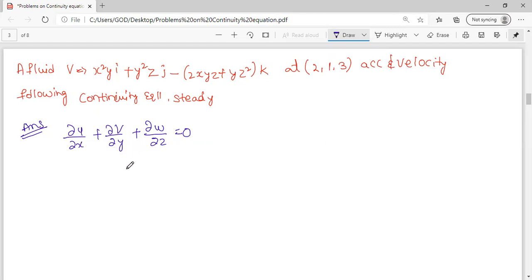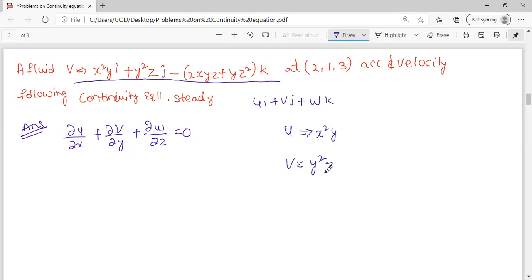So if you observe, this was the equation given in the problem. If you compare it with ui plus vj plus wk, then you will get the u term as x square y, the v term as y square z, and the w term as minus 2xyz plus yz square. So we have to differentiate these u, v, w with reference to x, y and z and substitute in the base equation. If the base equation is satisfied, then this is a steady flow.